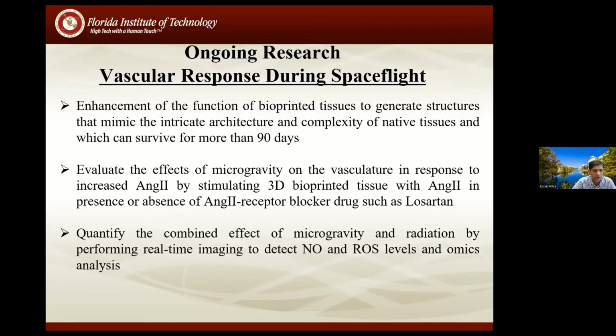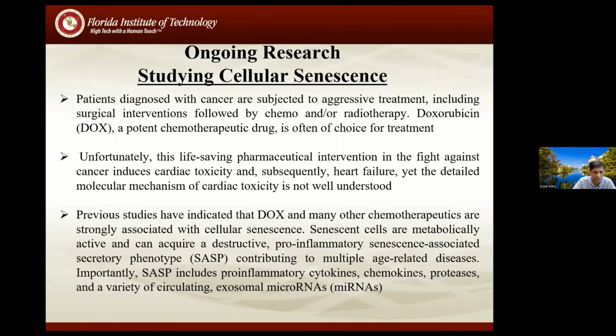And we are looking, as I said, at the response to angiotensin II receptors, and then we want to block them with a drug, losartan, and then look at the combined effects of microgravity and radiation, which is very hard to do, from what I understand, at Brookhaven National Lab. In addition to the radiation, they're also building a chamber which can simulate microgravity. So that will be the right environment where you can look at the combined effect, which is going to be the key.